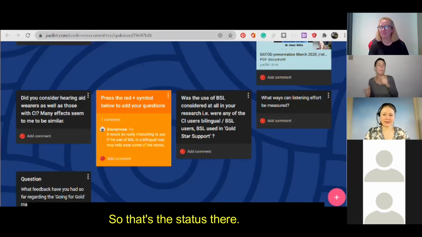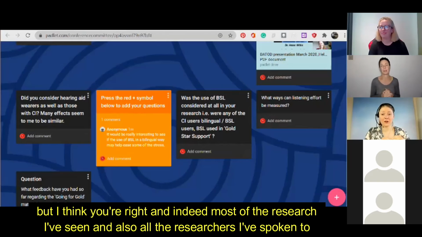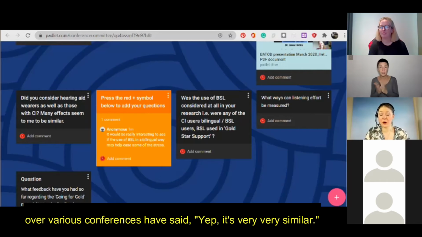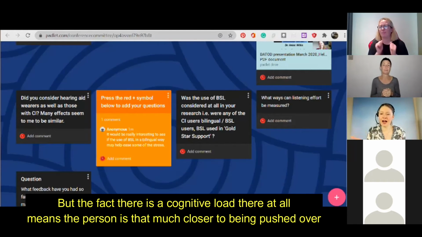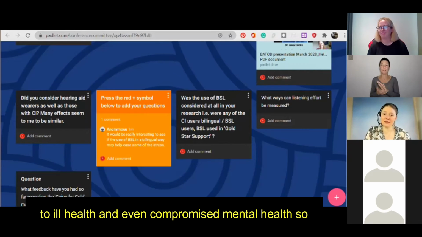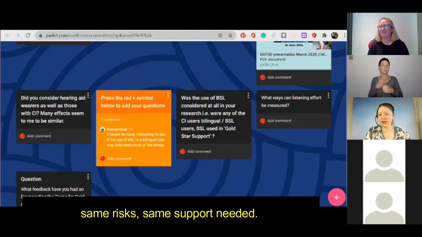So that's the status there. But I think you're right. Indeed, most of the research literature that I've seen, and also all the researchers I've spoken to at various conferences, say it's very, very similar. It's difficult to say whether it's more or less. But the fact there's a cognitive load there at all means the person is that much closer to being pushed over to ill health and even compromised mental health. So same risks, same support needed.